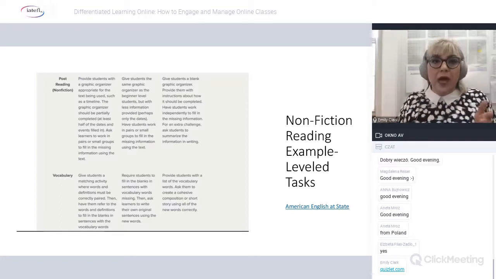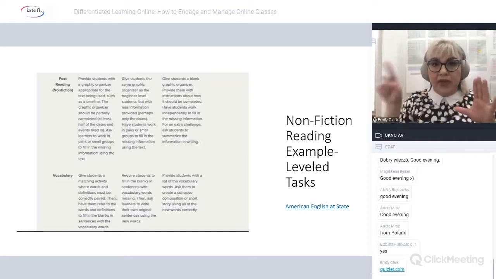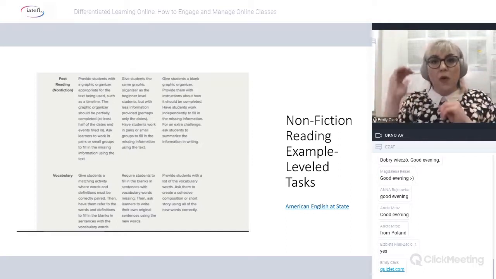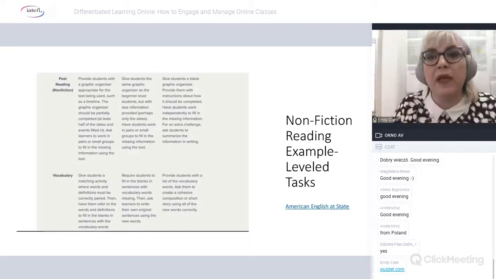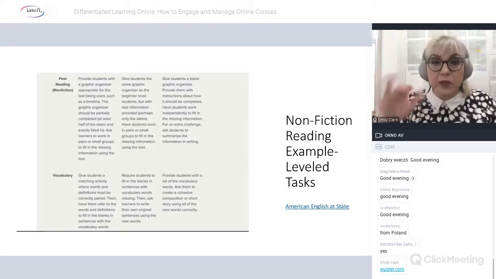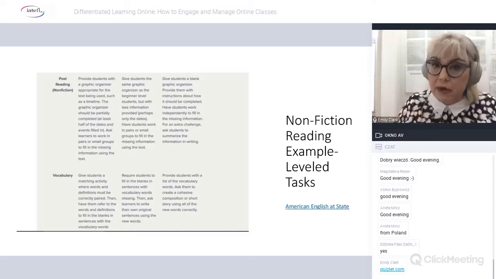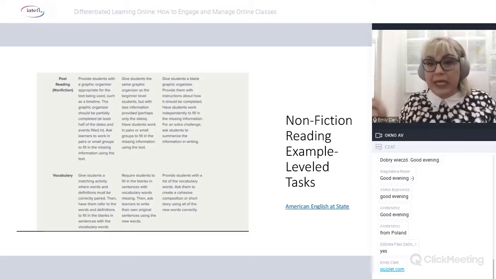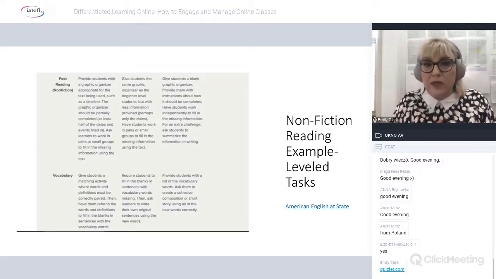An easier way would be to give them a graphic organizer, maybe a Venn diagram with the circles or some blanks in it, and it's filled in partially. And then I would eventually take that scaffolding away. For an advanced learner, here's the reading: find the main idea, find the important details, summarize this for me, write, annotate it. You can make it as hard or as easy as you want, depending on the students you have.